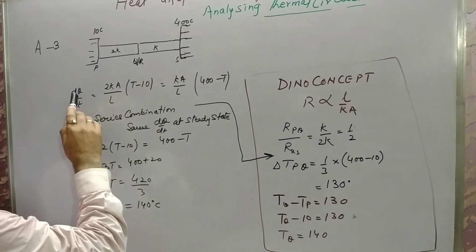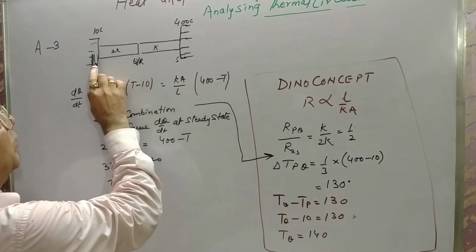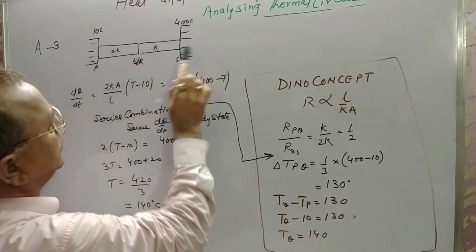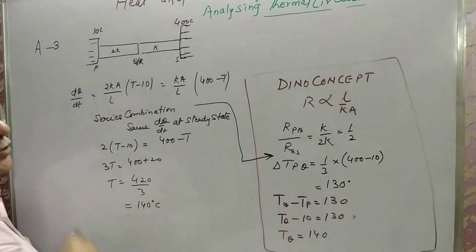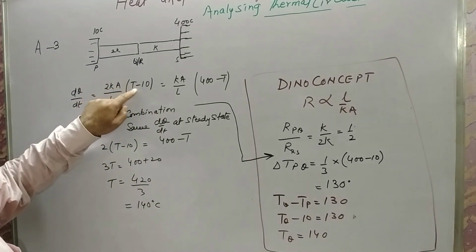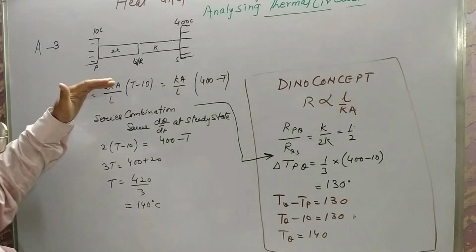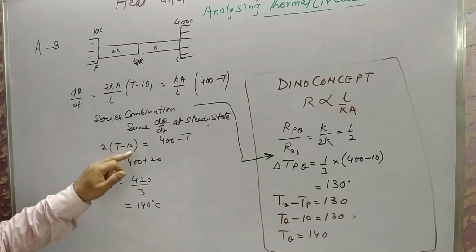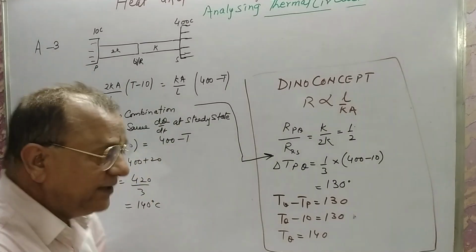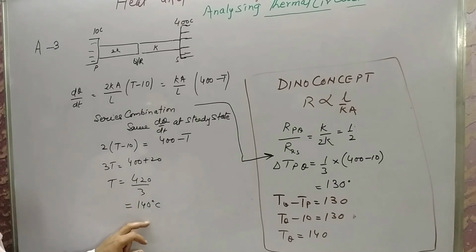Now there is the usual method. Because there is a series combination at steady state, whatever heat is coming in should go out. That is, the same dQ/dt should be there. The usual method is 2KA by L into (T minus 10) equal to KA by L into (400 minus T). This gives you twice of (T minus 10) equal to (400 minus T). 3T is equal to 420, T is equal to 140 degrees.